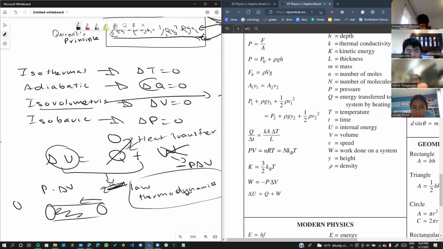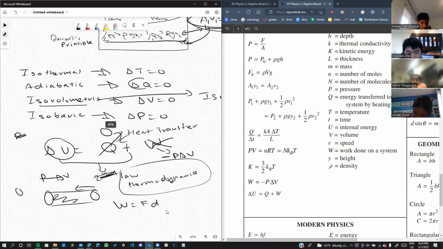There's actually a neat way to do it. This is just another way of writing work. Because work, if you remember from Physics 1, is force times distance. You apply a force over some distance, and that is work. But force is basically another way of saying pressure times area.